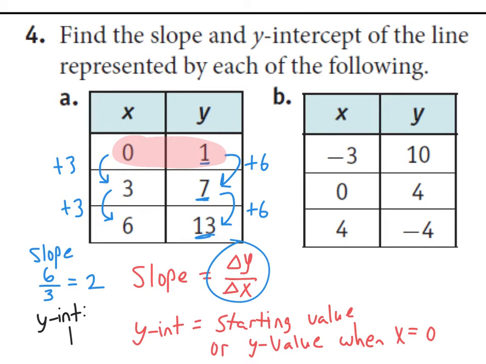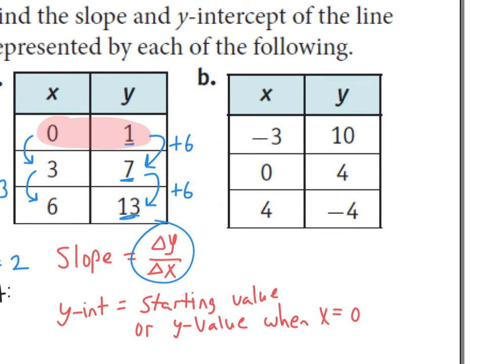Okay, then on part B, let's do the same thing. So if we look at the change in y, change in x. For this one, the change in y to get from 10 to 4, remember you could do 4 minus 10, would get you a change of negative 6 or down 6. And then to go from positive 4 down to negative 4, you're going down 8, right?